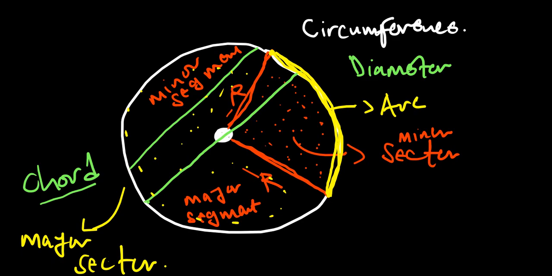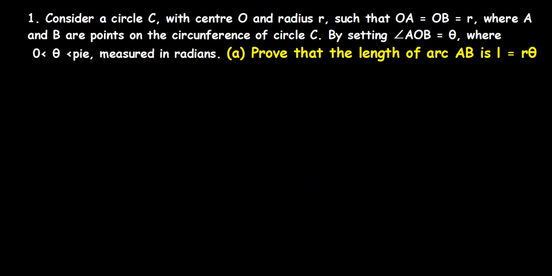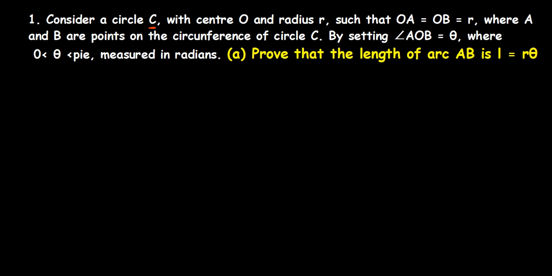Okay, now we can prove those formulas for the length of the arc, the area of the sector, all those things. Okay, so let's prove. The first one here, they're saying consider a circle C with center O and radius R such that OA is equal to OB and is equal to R, where A and B are points on the circumference of the circle C.